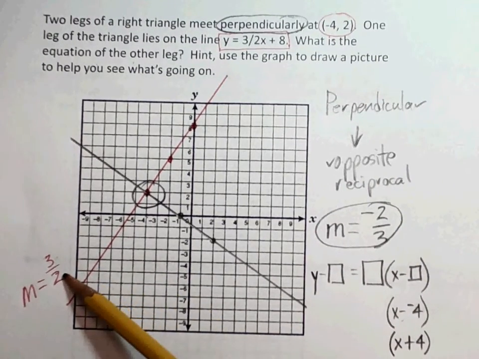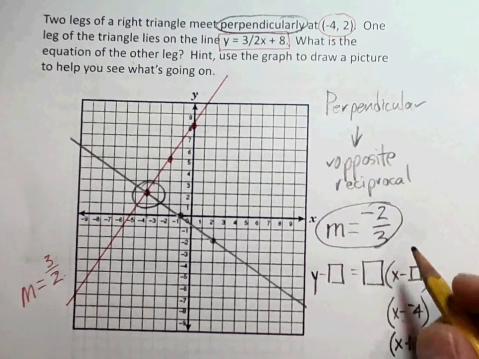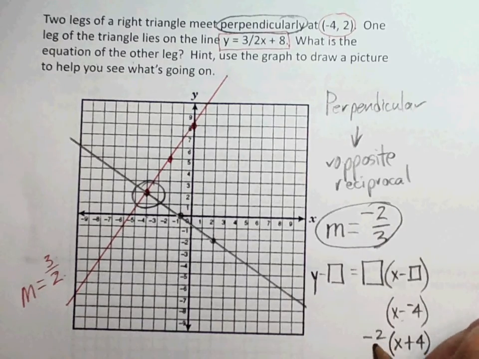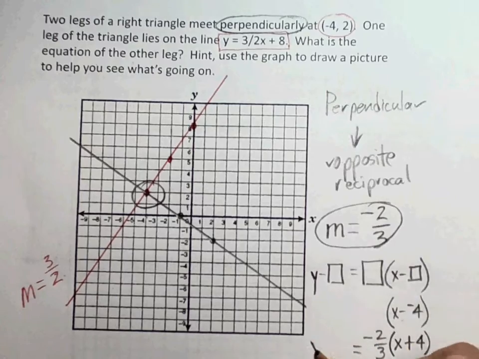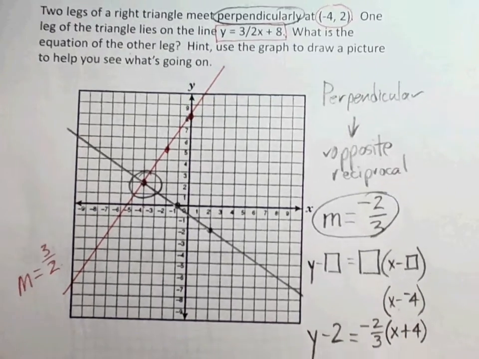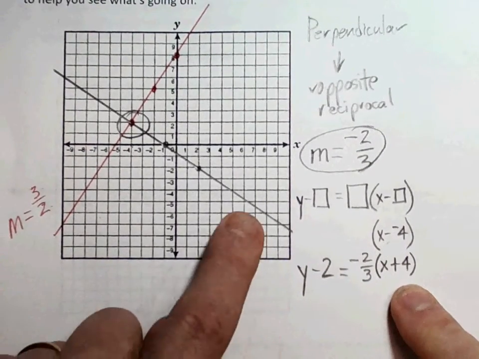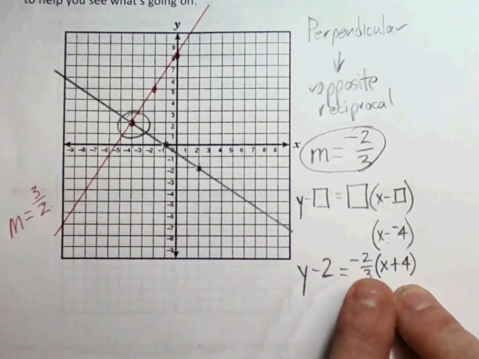My slope, we've already kind of doctored it up. It's not 3/2. I've got to use the opposite reciprocal, so I'm going to use -2/3. And what was my y value? My y value was 2. Okay, so this is the equation of the perpendicular guy in point-slope form.